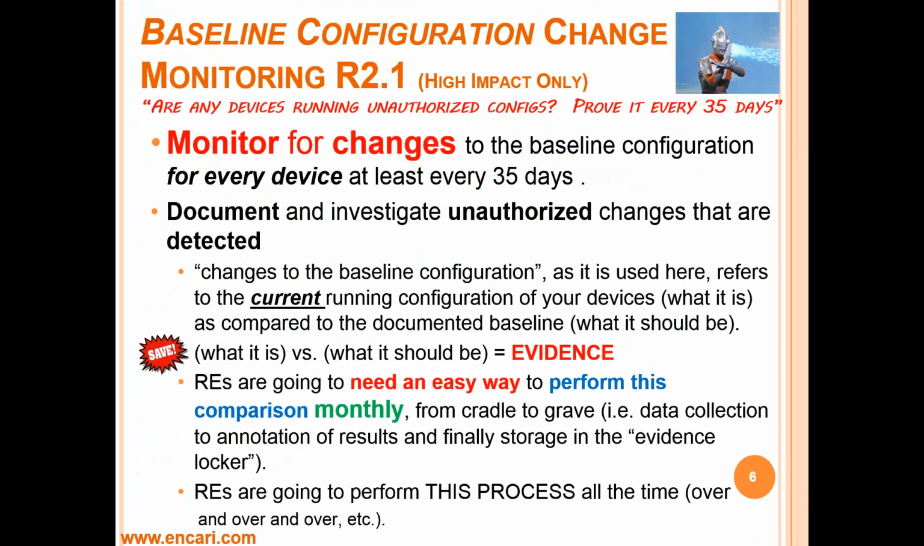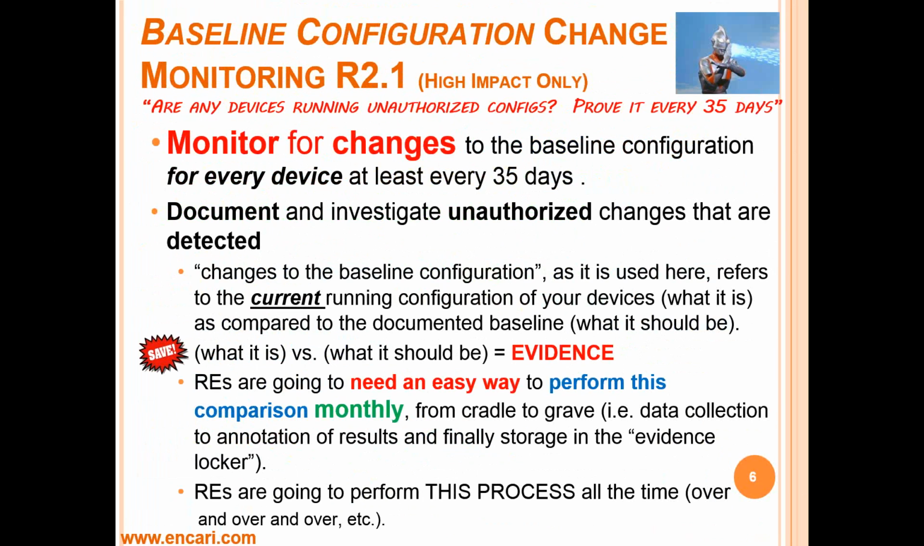Let's move to the next slide, number 6. Requirement 2.1. This again is high impact only, but we need to monitor for changes. I guess the question they're trying to get at here is, are any of my devices running unauthorized configs? Are there changes here I don't know about? And to prove it every 35 days. That sounds kind of challenging. What do they mean by changes to the baseline?